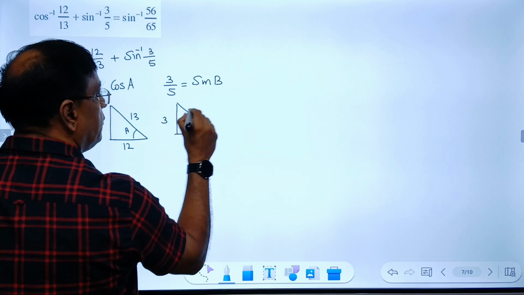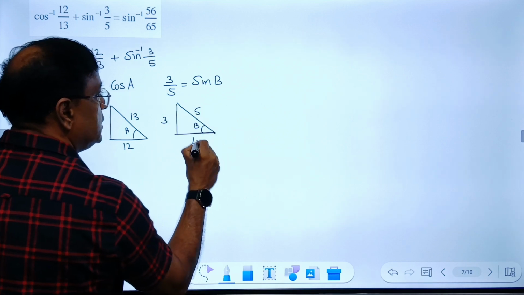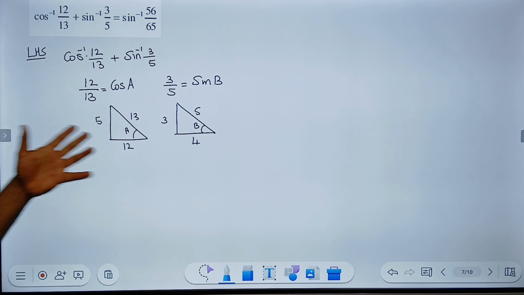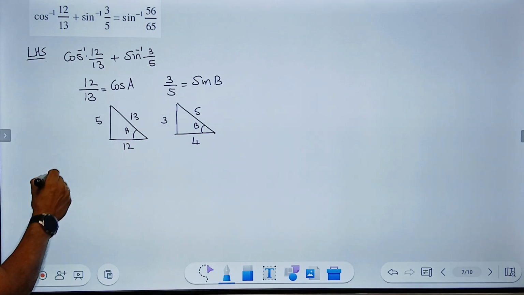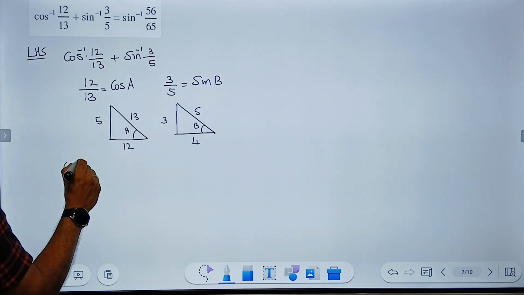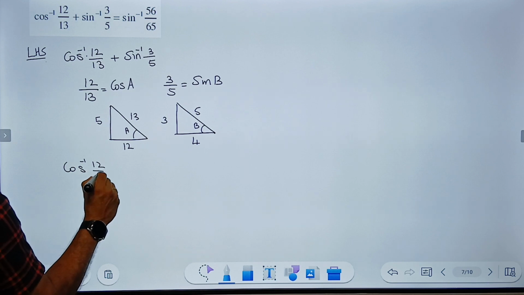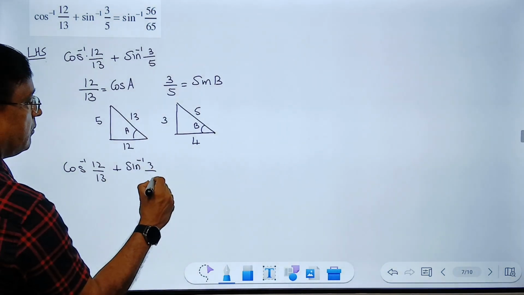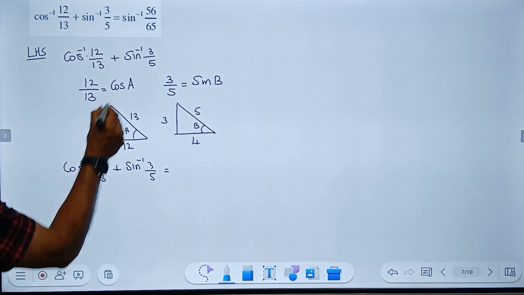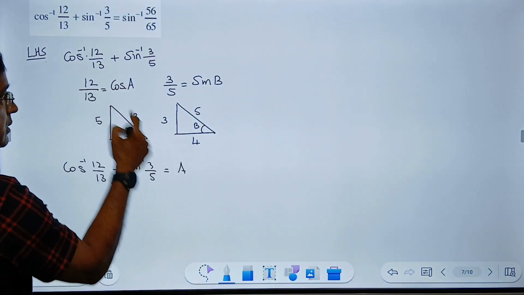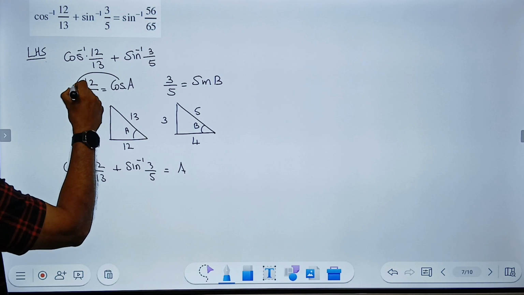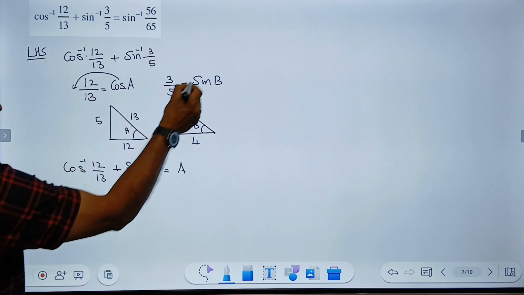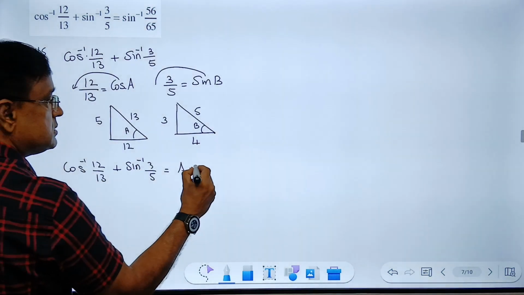It is 3 by 5. By Pythagoras theorem, it's 4. Pythagorean triplets I got. Now, you have cos inverse of 12 by 13 plus sine inverse of 3 by 5. Now, clearly cos inverse of 12 by 13 is A, correct? Cos inverse of 12 by 13 is A. And sine inverse of 3 by 5 is B.